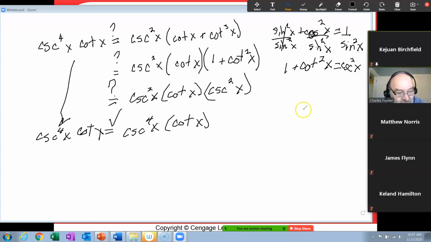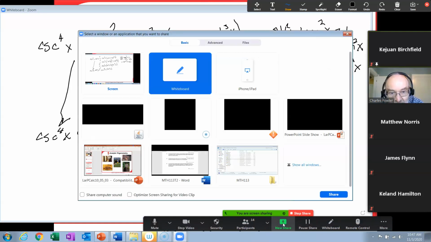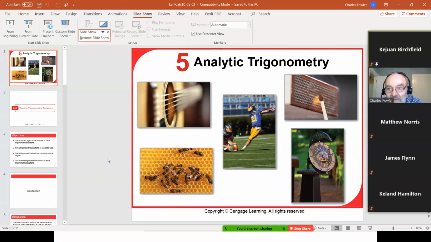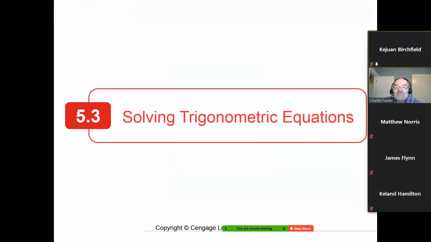So let's move to 5.3. And we'll go from current slide. I'll resume the slideshow. Chapter 5 is still analytic trigonometry. 5.3 is solving trigonometric equations.